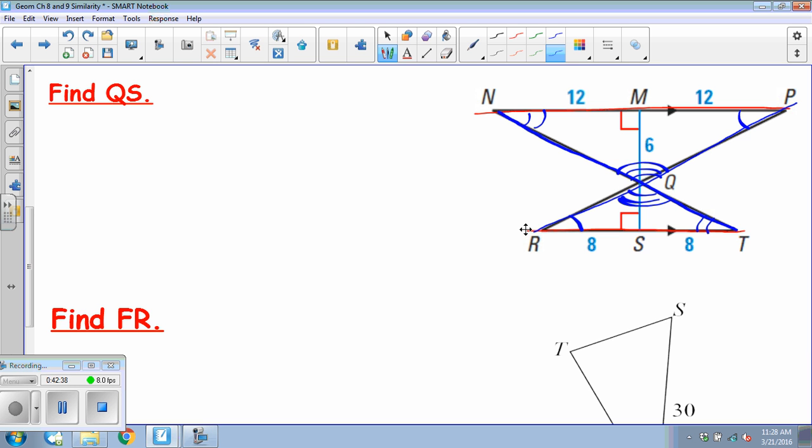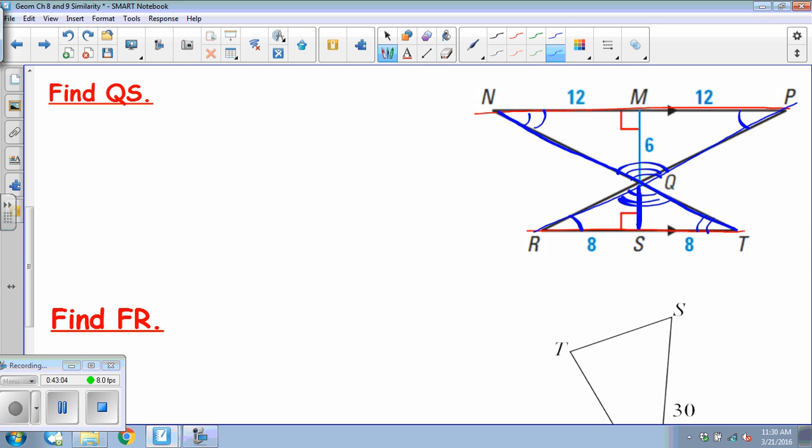Now, we haven't seen altitudes. I have the altitude in each one of those triangles, right? It drops from the vertex perpendicular to the base. The altitudes are also proportional. All the segments are proportional. So if they give you the altitudes, they're also proportional. Okay? So now you have to find QS. See if you can figure that out. They want us to find QS.